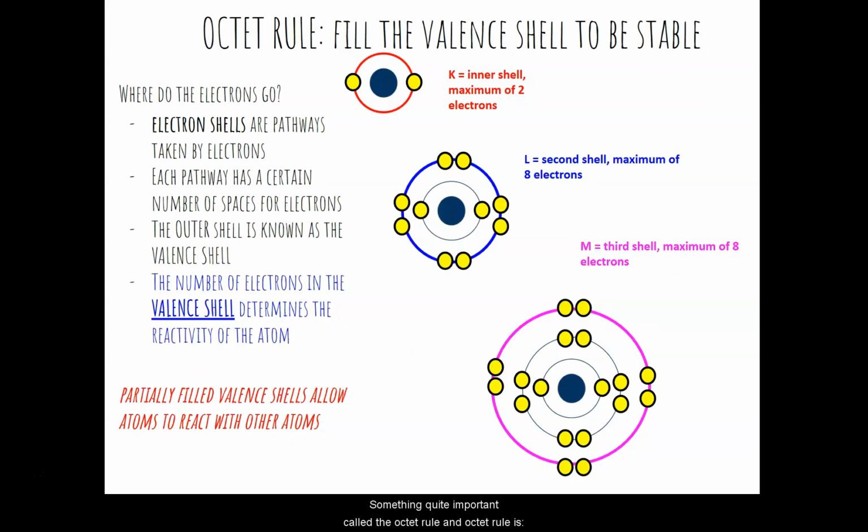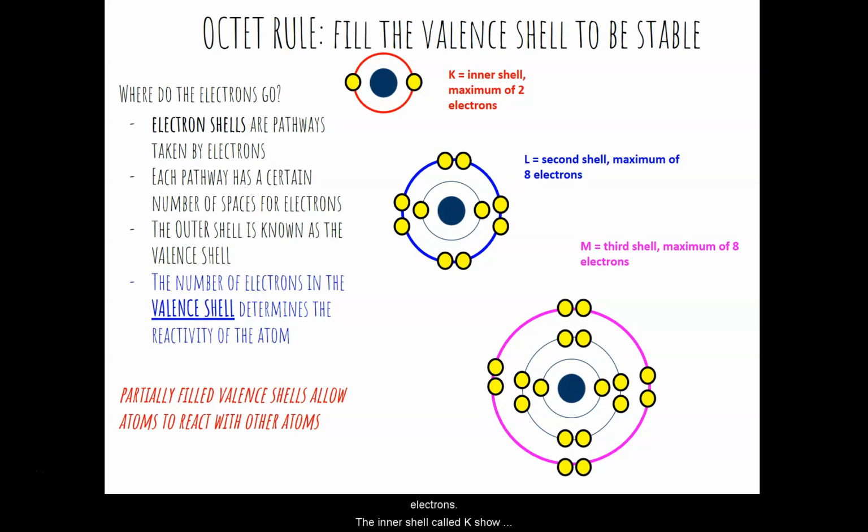There's something quite important called the octet rule, and the octet rule says fill the valence shell to be stable. The reactivity of an atom depends on what's going on inside a shell called the valence shell. Let me back up a little bit. When you're placing electrons in an atom, where do they go? They go into things called electron shells. These are pathways taken by the electrons, and each pathway has a certain number of spaces for electrons.